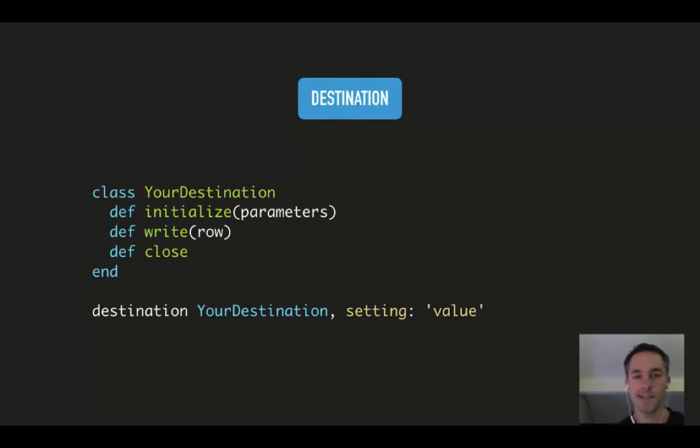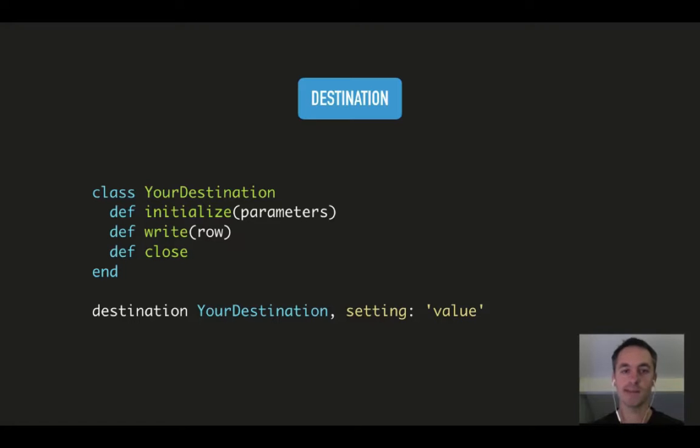Finally, destination, which is the end of the pipeline. The destination likewise is still a Ruby class with a number of methods. It must respond to write, and it will take on responsibility to send your row to the target data store. And the close method must also be implemented to finalize any resource, like closing a file or a database connection.